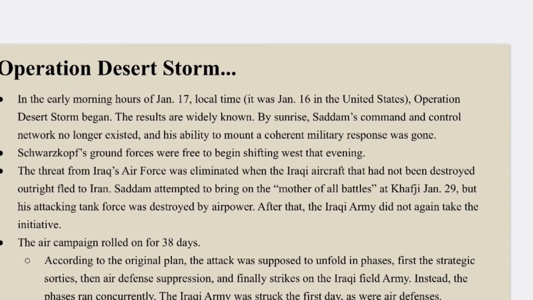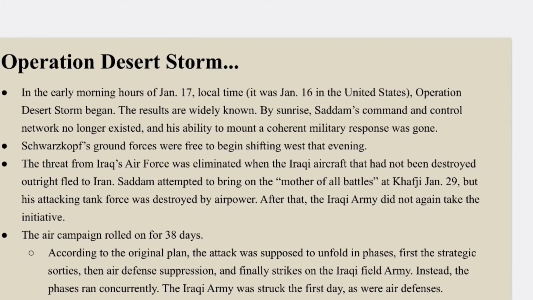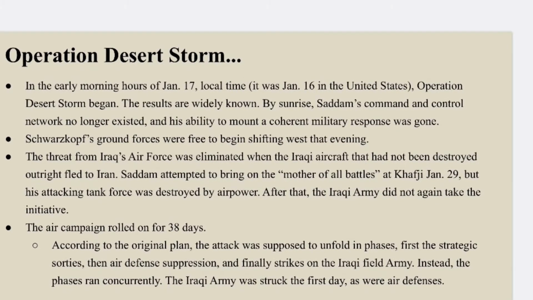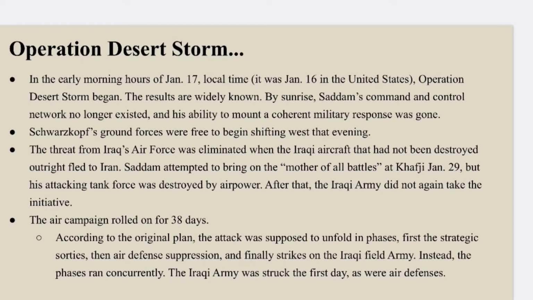In the early morning of January 17th local time, Operation Desert Storm began. Results are widely known. By sunrise, Saddam's command and control network no longer existed, and his ability to mount a coherent military response was gone. Schwarzkopf's ground forces began shifting west that evening.